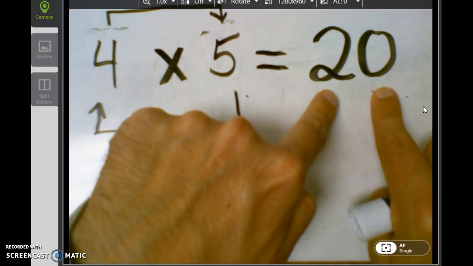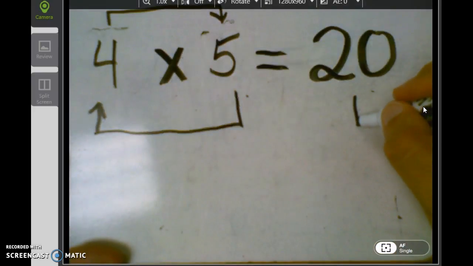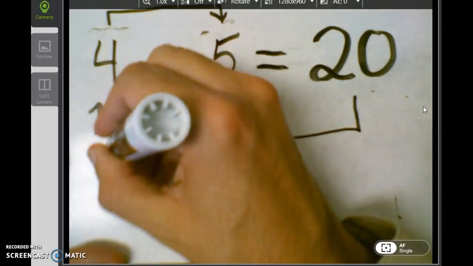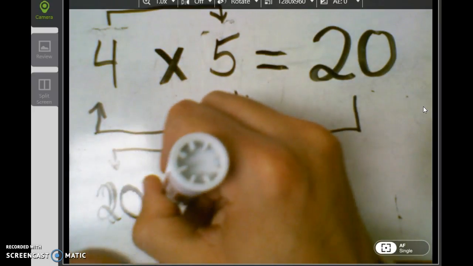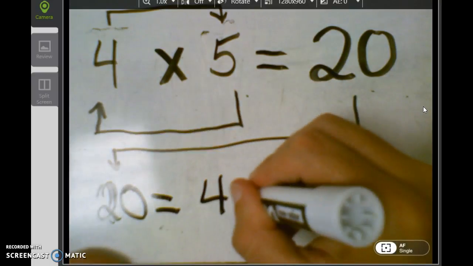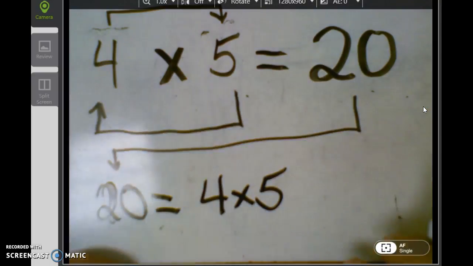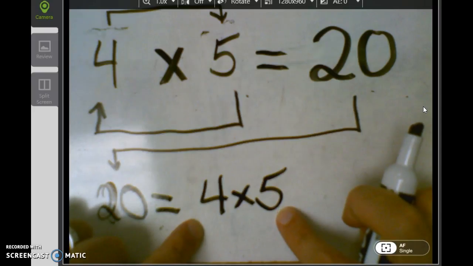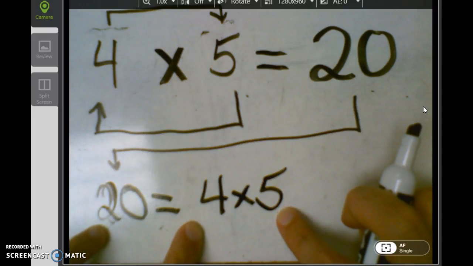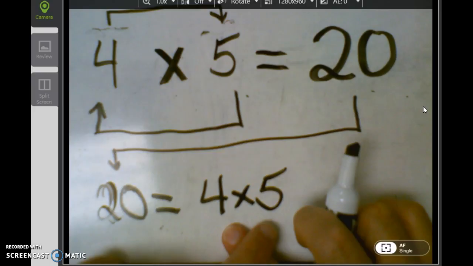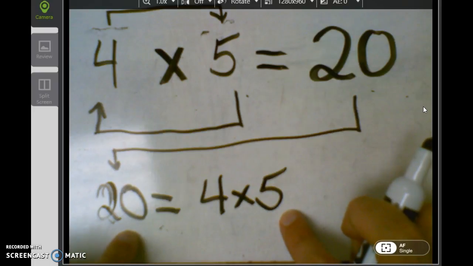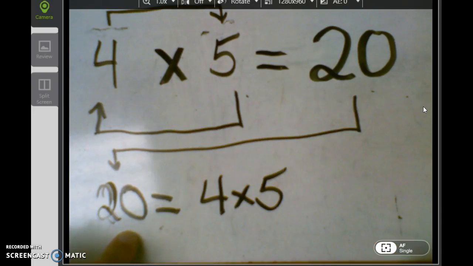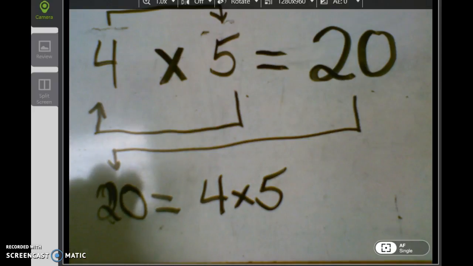This 20 can also commute. This 20 can be moved all the way to the left of a number story problem. And you can say equals 4 times 5. And again, you could commute these and say, well, 20 is equal to 5 times 4. It doesn't matter where these 2 numbers are. As long as you're showing that 4 times 5 is 20, or 5 times 4 is 20, the commutative property will get you the same exact answer.